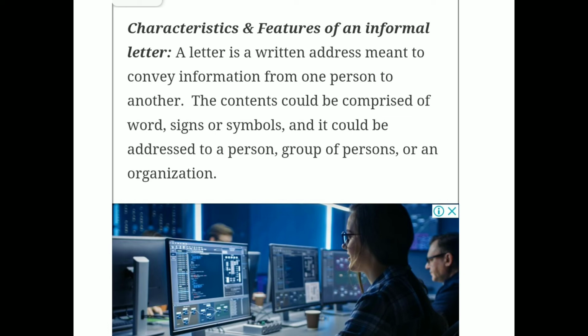Let us see the characteristics and features of an informal letter. A letter is a written address meant to convey information from one person to another. The content should be comprised of words, signs or symbols, and it could be addressed to a person, group of persons, or an organization.